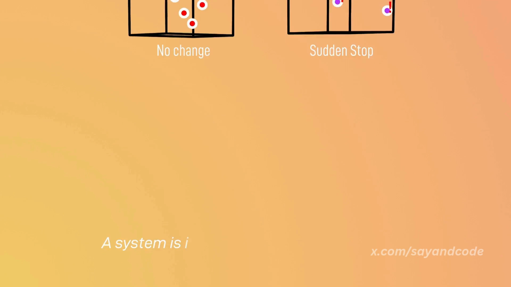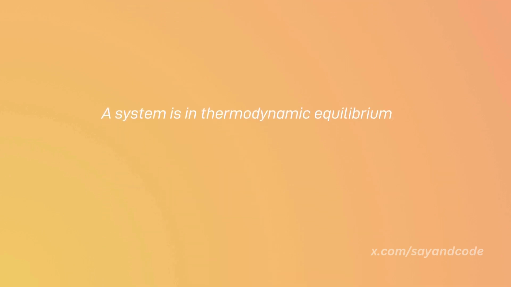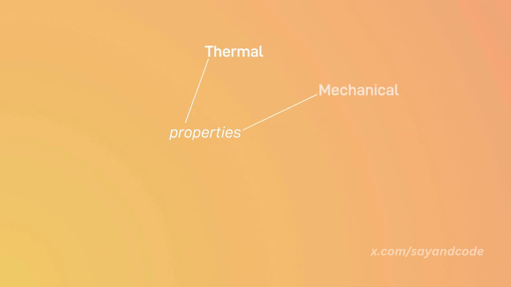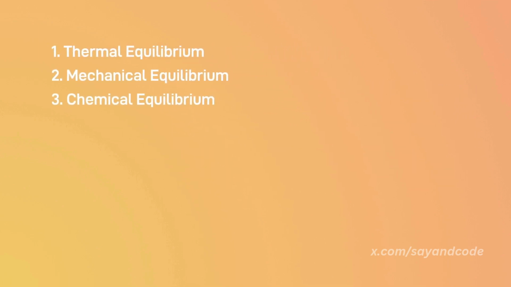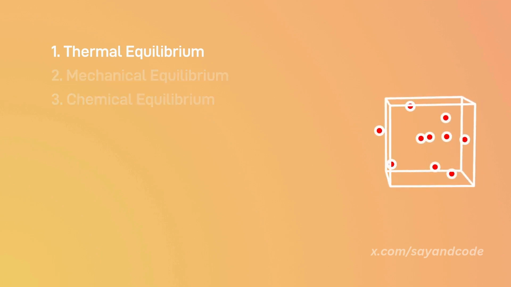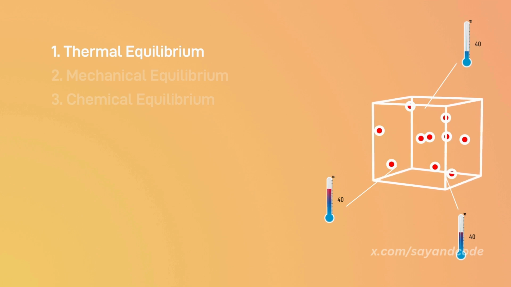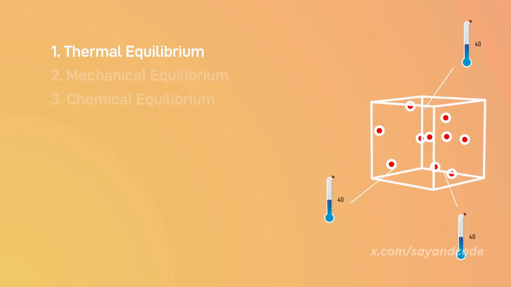In formal definition, we say that a system is in thermodynamic equilibrium when the properties at all points in the system are the same. These properties may be thermal, mechanical, or chemical. Correspondingly, there are 3 subconditions for thermodynamic equilibrium. Number 1. Thermal equilibrium. The temperature at all points of the system must be the same. So if we took a thermometer and measured each point inside the system, we would get the same reading.